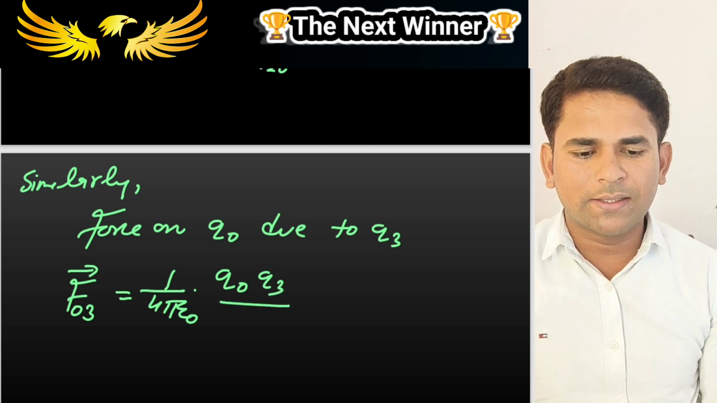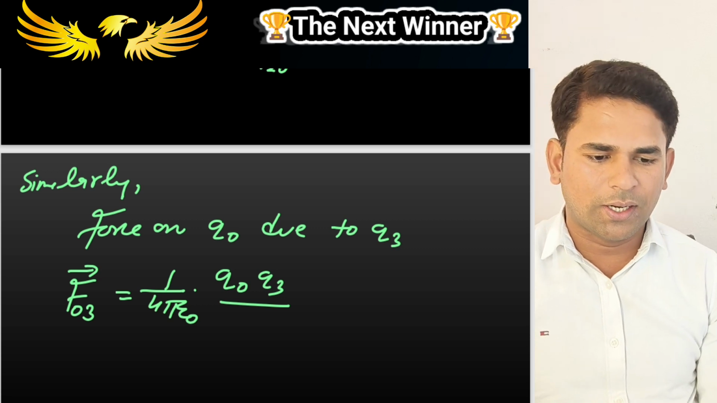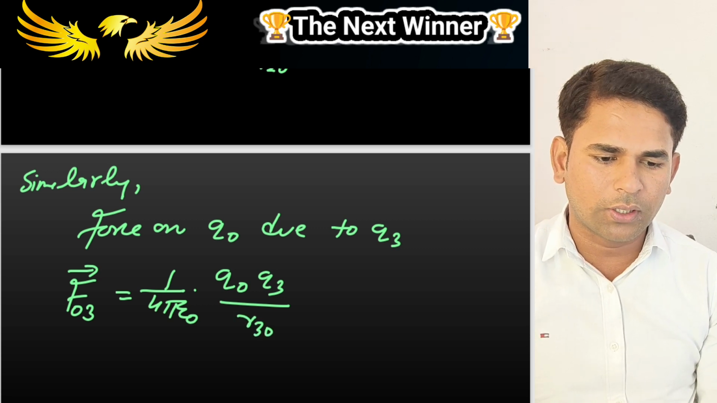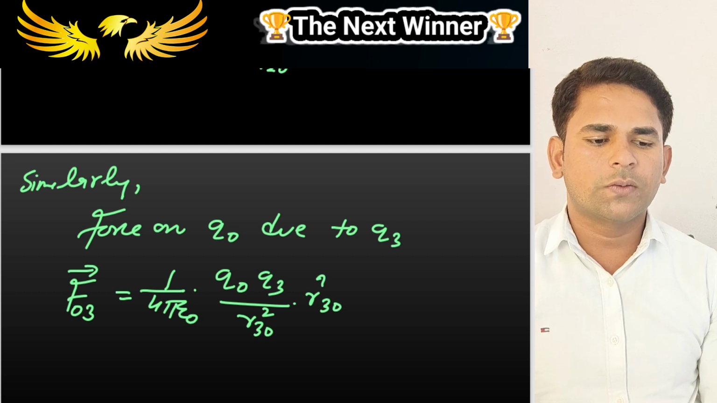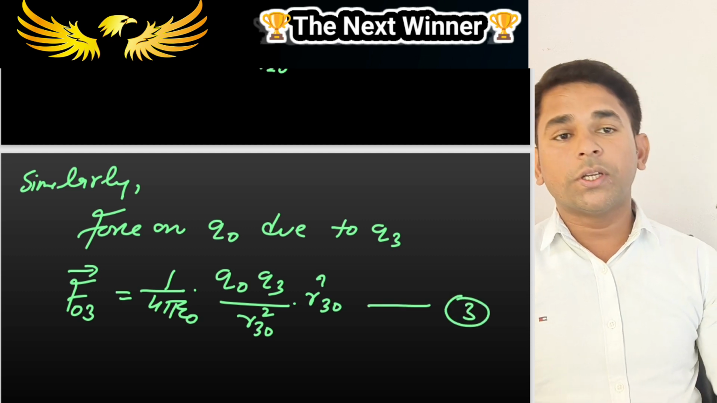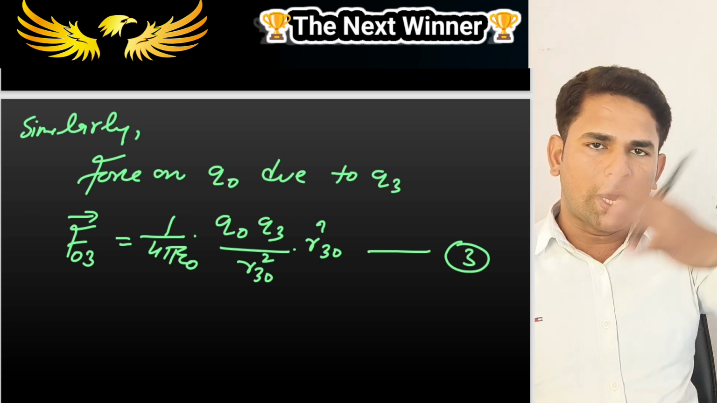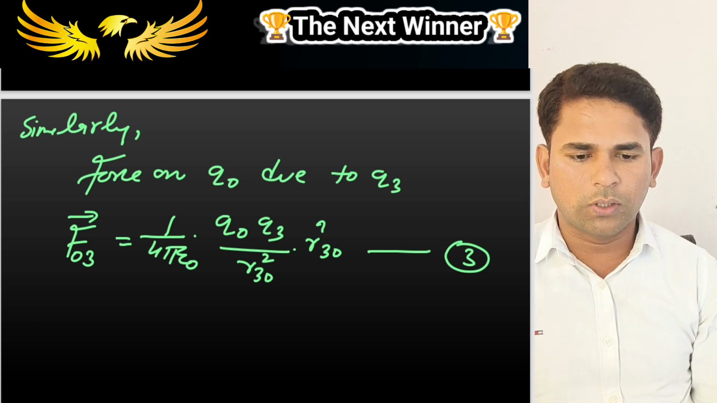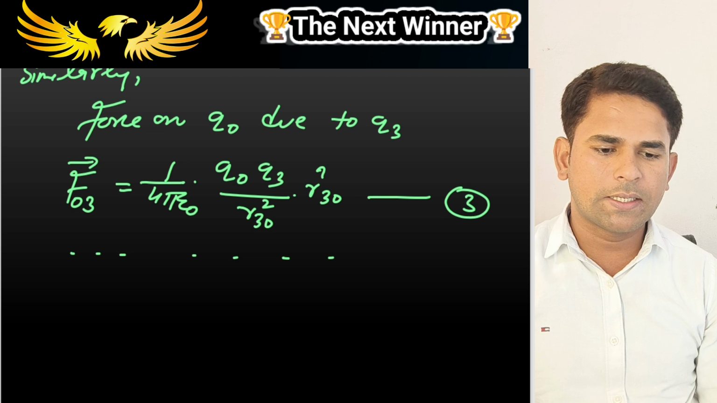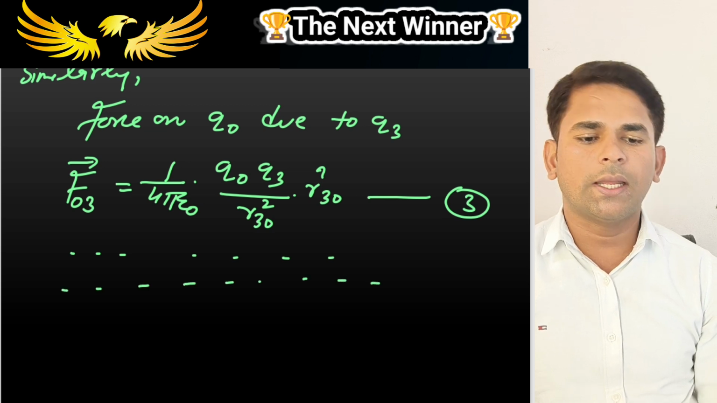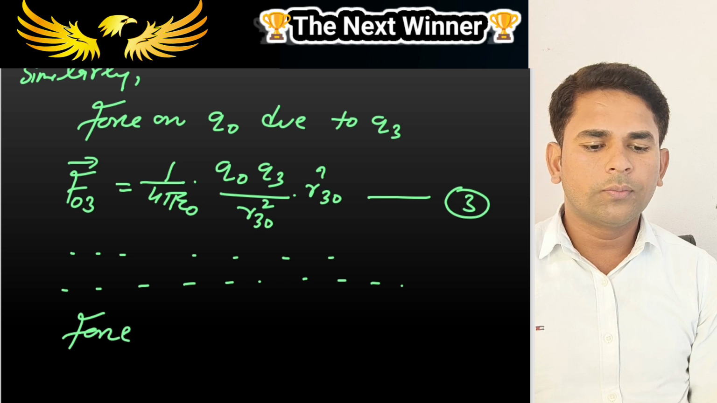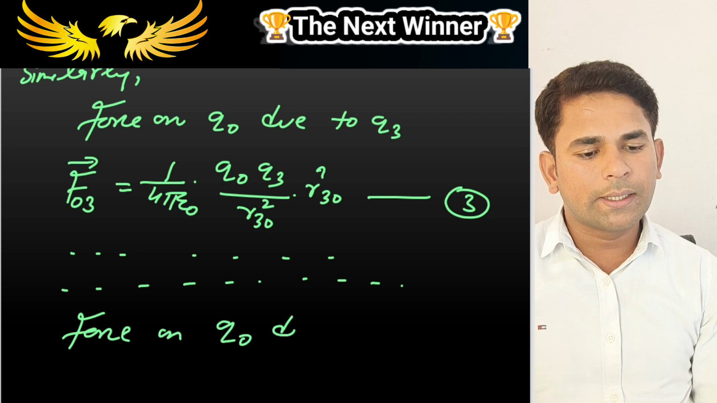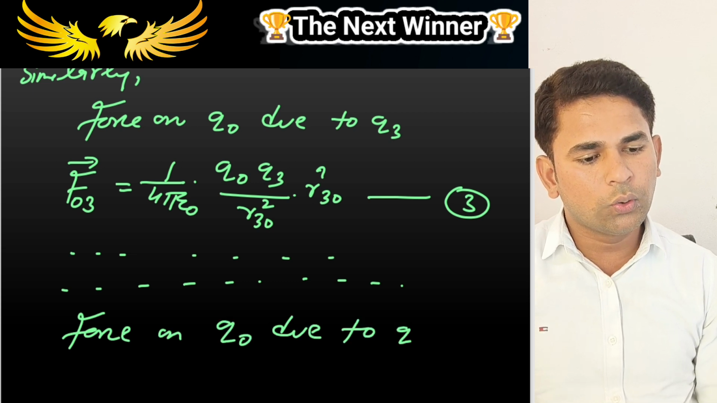If force you are writing like this, now you can write the opposite like this. You can write here r3 naught square into r3 naught cap. So this one is for the third. If you are taking a number of charge points, you can write like this, dash dash dash, and so on, force on q naught due to qn.